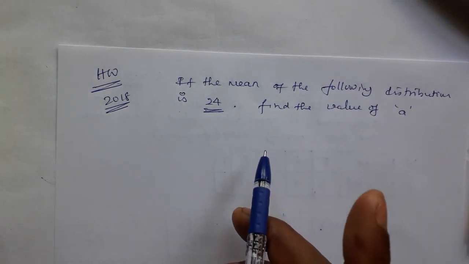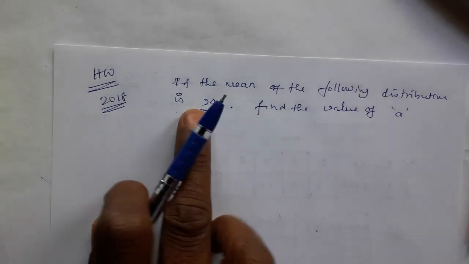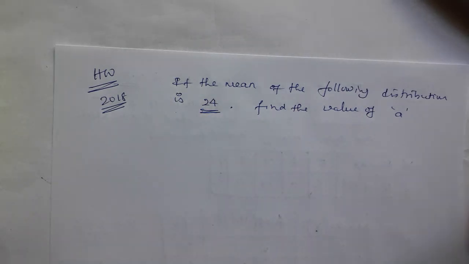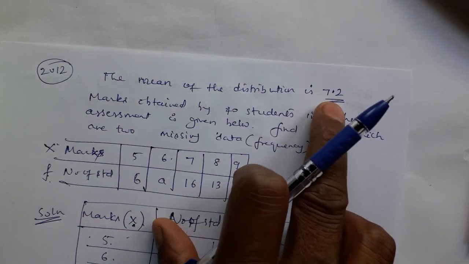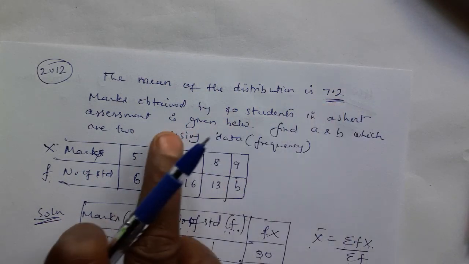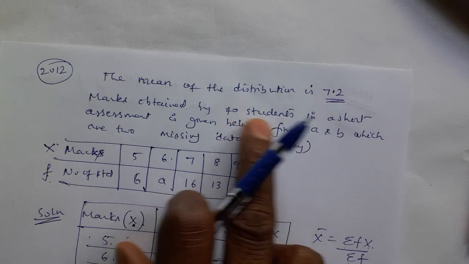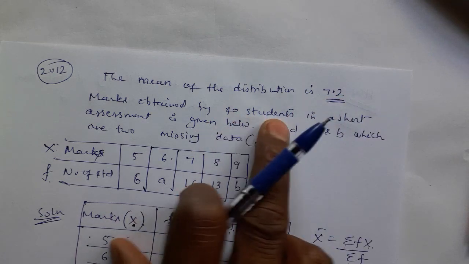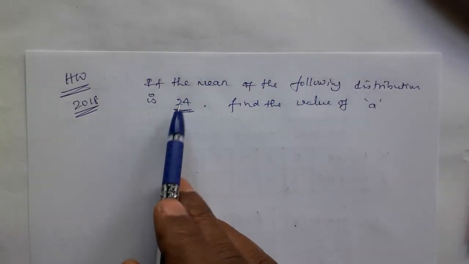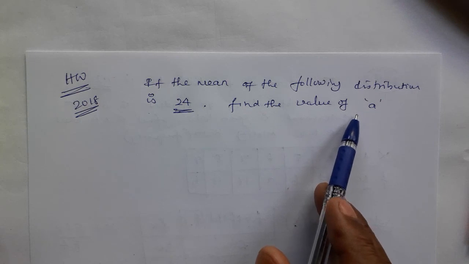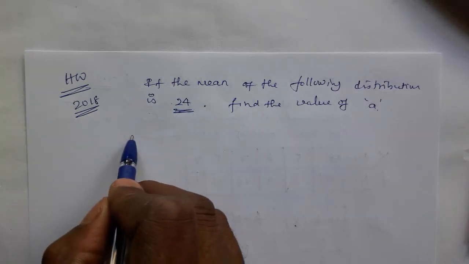Only one frequency is unknown here. If only one frequency is unknown, they will give only one hint, remember that, only the mean. But in the last problem, there were two hints. Look at the last problem: the mean of the distribution is 7.2, that is one clue, and the other is the total marks obtained by 40 students. So here 40 students is also given. In this problem, the mean is given and the total number of frequencies is not given, because only one frequency is unknown. So this one value is enough to finish the problem.